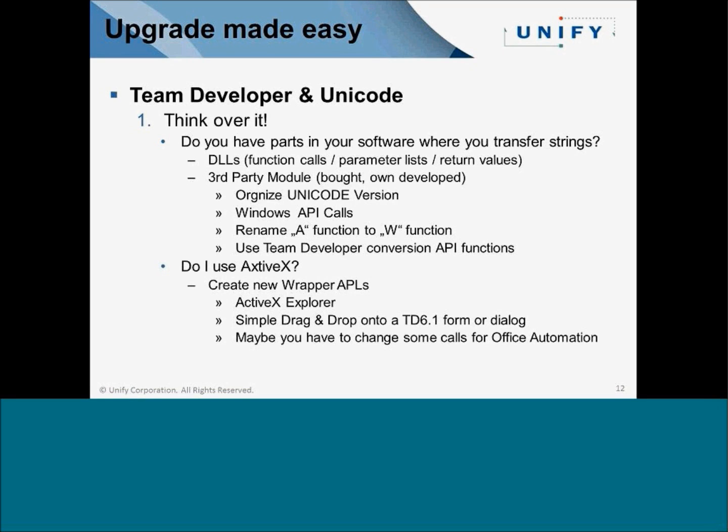That means into the wide character functions. This was mentioned before from my side. If you're using Win API calls, some customers use them inside only a functional class, so they're really in the central area of the application, and it's very simple to replace the A functions, the ANSI function, with the wide character function.